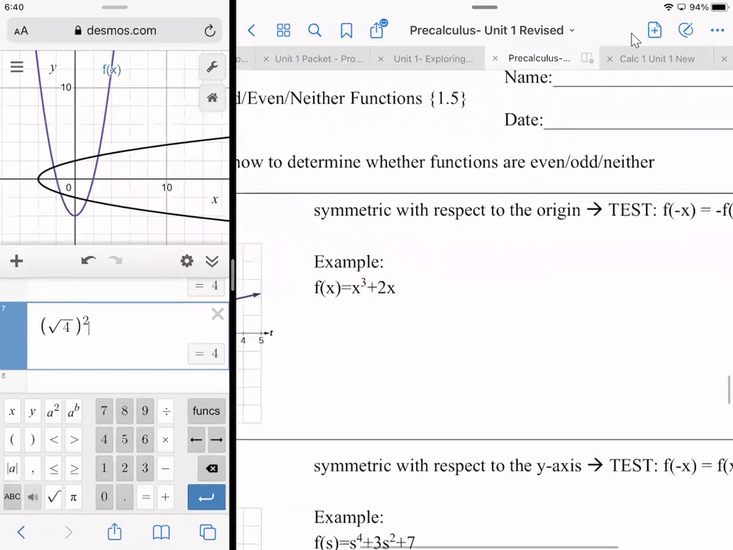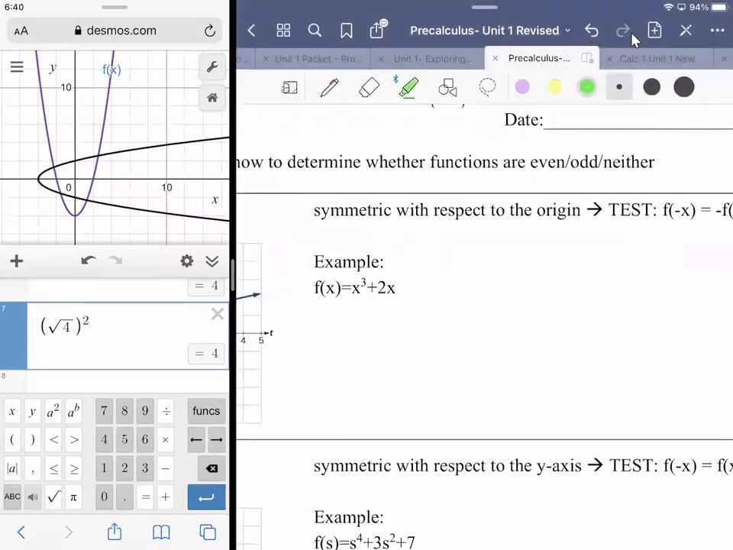If we just focus on the left-hand side, f of negative x. That's telling us that everywhere in our original function that we have an x, replace it with a negative x. All right, so everywhere we have an x, replace it with a negative x.